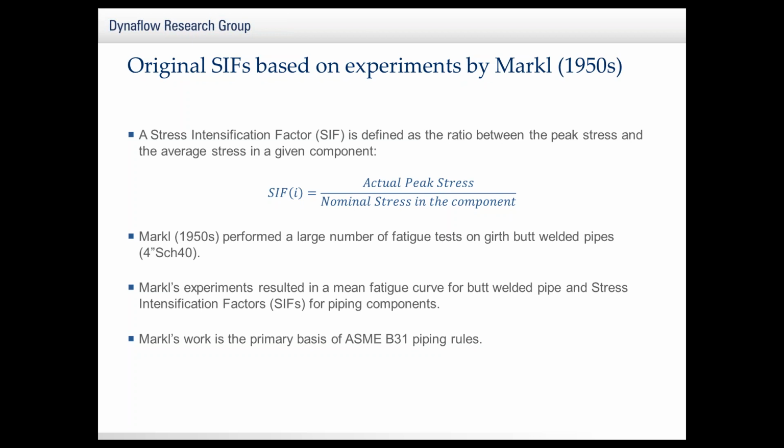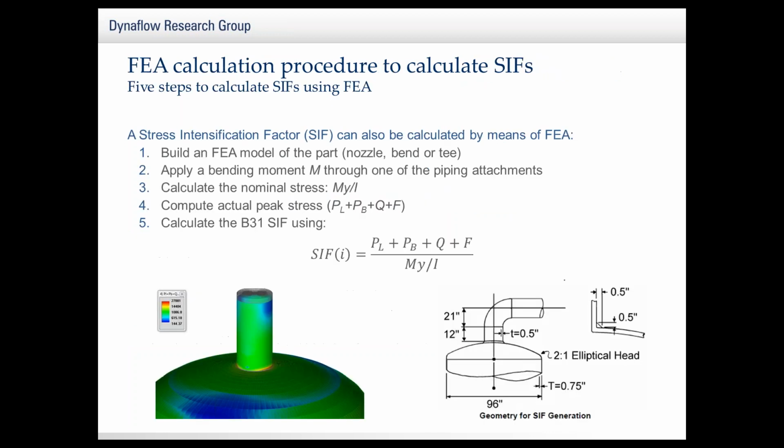Markl, in the 1950s, performed a large number of tests on girth butt welded pipes. This is also the basis for the piping rules in B31.3 currently, the B31 piping rules. These results are from the 1950s, and you may think they require some update. The stress intensification factors can be calculated using finite element analysis. So although you can use B31.3, you can also use more applicable data. You can model your fitting in a finite element package and calculate the SIF yourself.